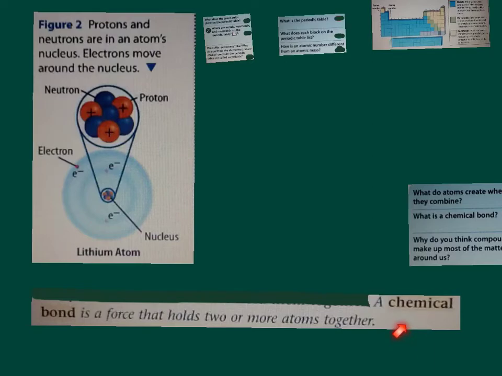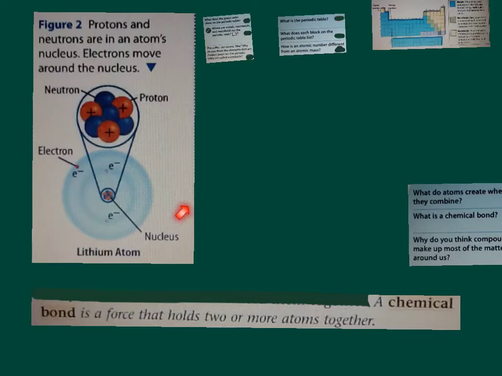Electron number and arrangement. Recall that atoms contain protons, neutrons, and electrons, as shown in Figure 2. Each proton has a positive charge. Each neutron has no charge, and each electron has a negative charge. The atomic number of an element is the number of protons in each atom of that element. In a neutral, uncharged atom, the number of protons equals the number of electrons.